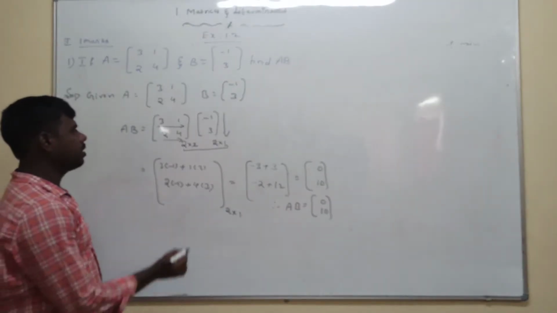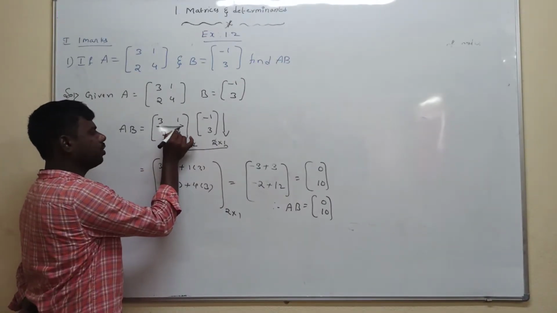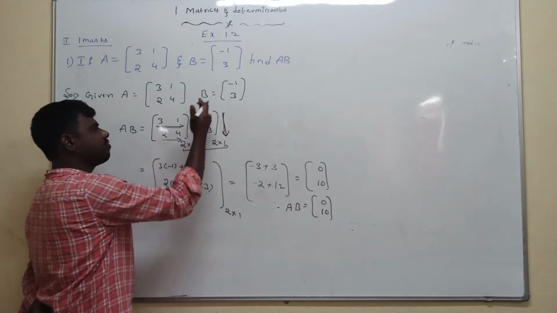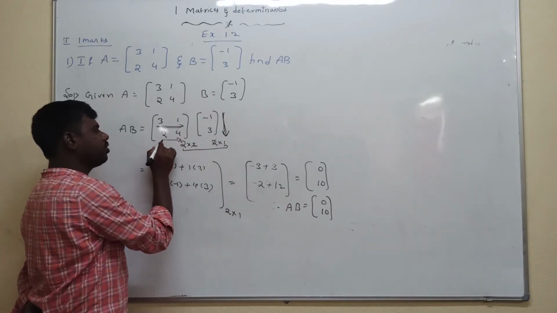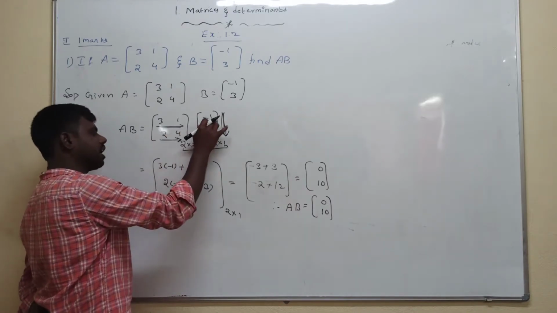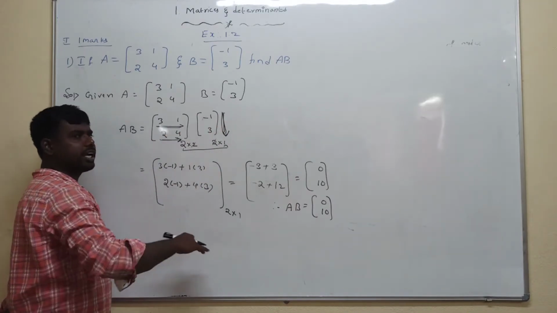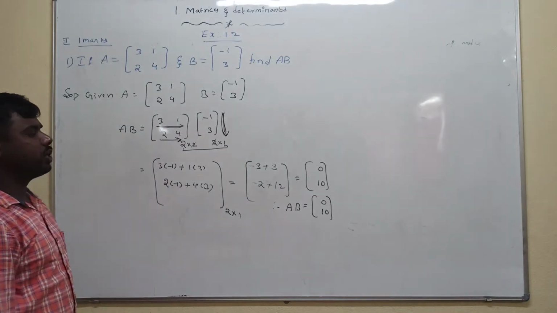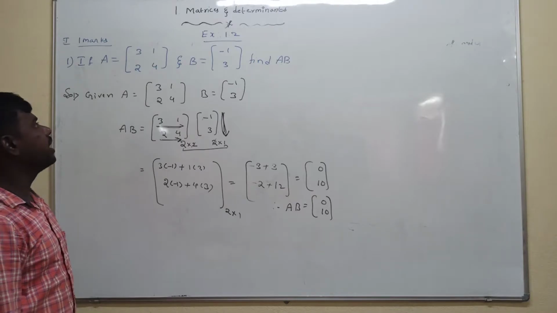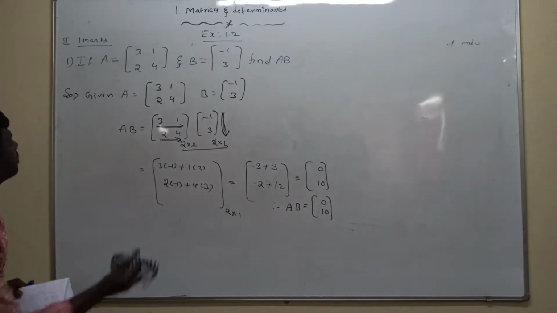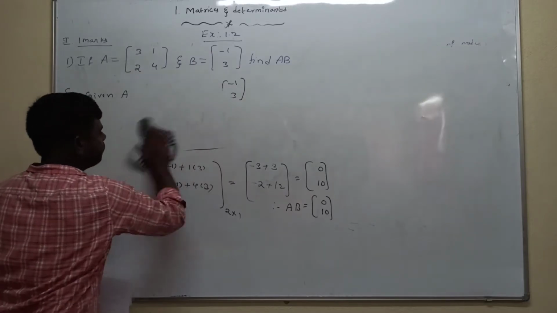Very easy. Multiply the first row in the first matrix with the first column in the second matrix. First row, first column is over. Next we are going to the second row. Second row, first column: when we multiply the second row with the first column, we write the element as second row, first column. This is the required solution. Do you understand, dear students? Next we are going to the second question.